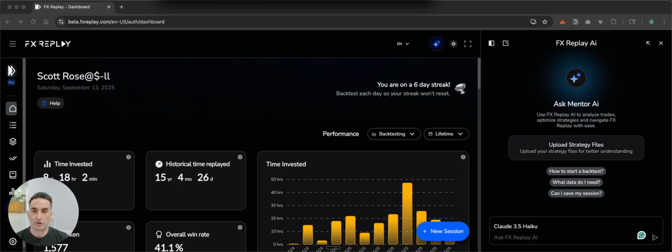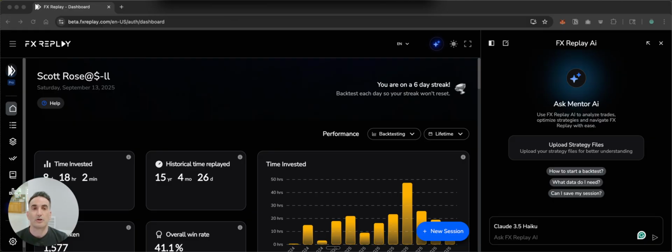Three, chart questions. On the chart page, include the word chart. Mentor grabs a quick screenshot to help you identify highs, lows, and current price action. Remember, chart vision is in beta. Accuracy will improve.